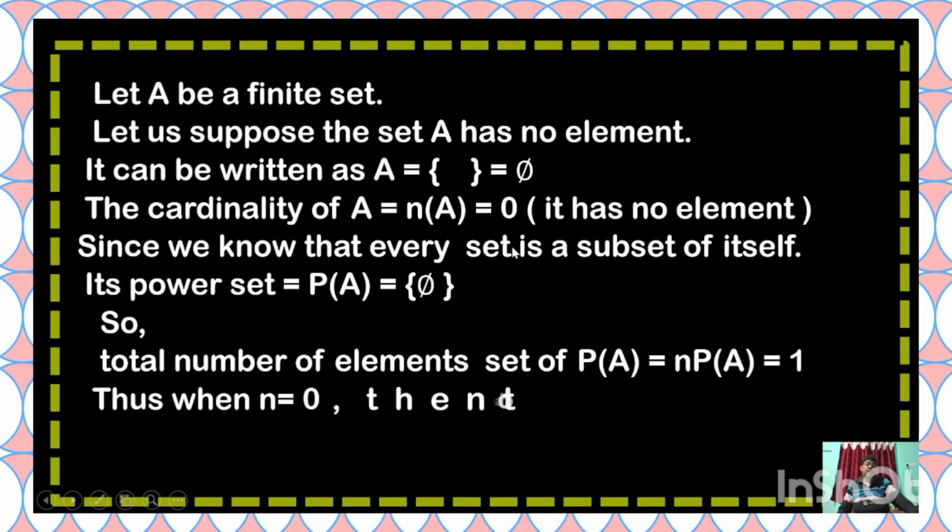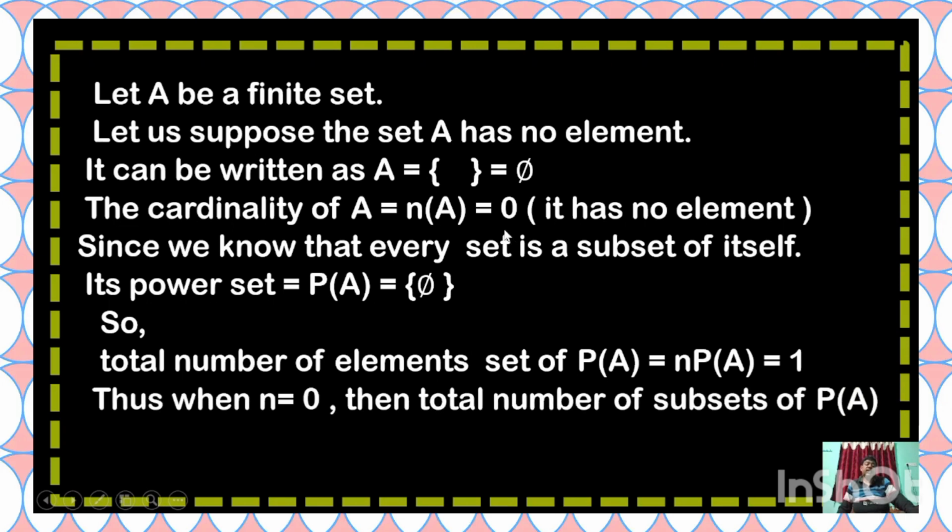Thus we get that when the set A has no element, it means the number of elements is 0. Then the total number of subsets of the set is what? 1. And we can write 1 as what? 2 to the power 0, because the value of 2 to the power 0 is 1. Thus when a set has no element, when n is equal to 0, the total number of subsets, or the total number of elements in the power set, is 2 to the power 0. Right? Understand?